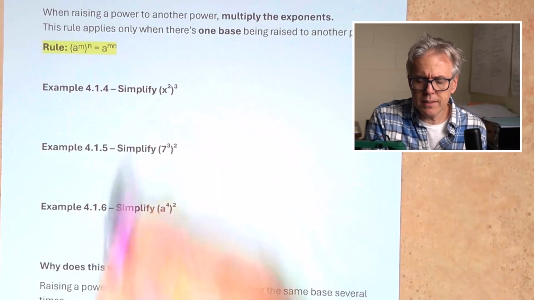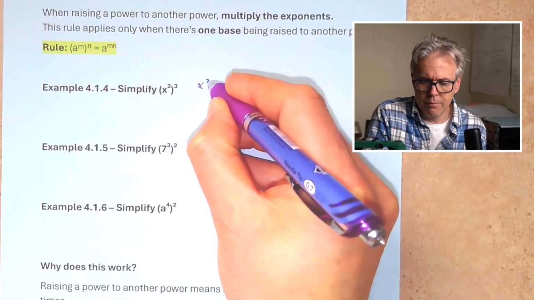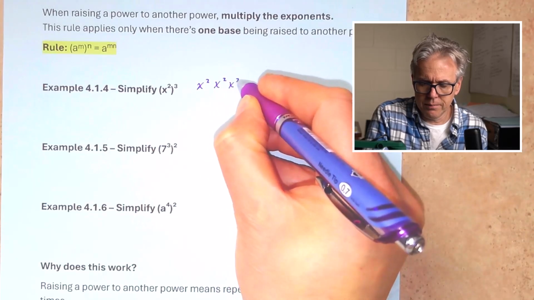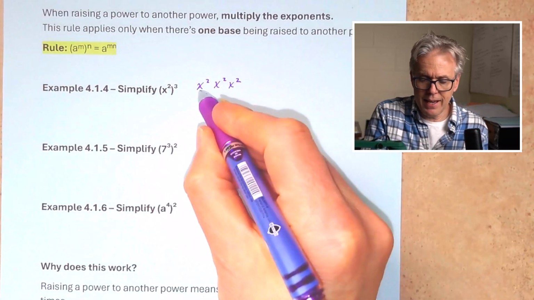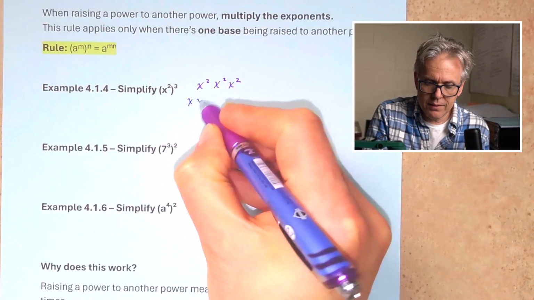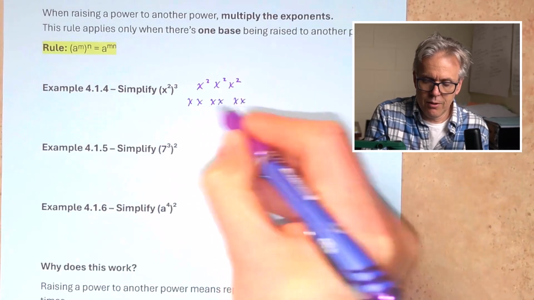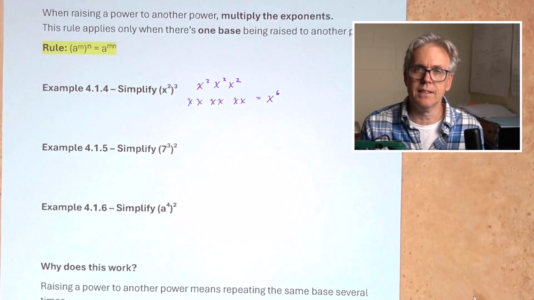x squared cubed. So what does it mean to cube something? Well, it means I'm going to have 3 copies of what's being cubed. So x squared times x squared times x squared. Well, now I can use my prior rule where how many x's do I have here? Well, I've got x times x, and then another x times x, another x times x. So I have a total of 6 x's. It'll be x to the 6th.